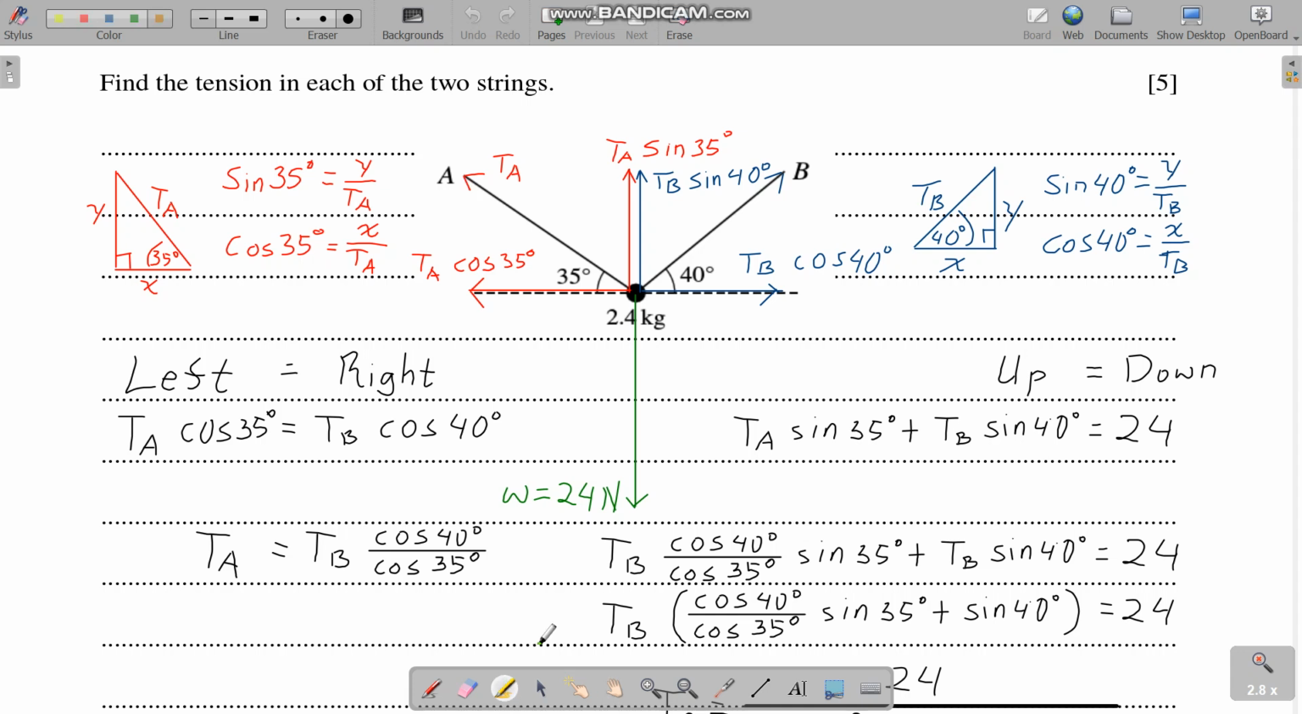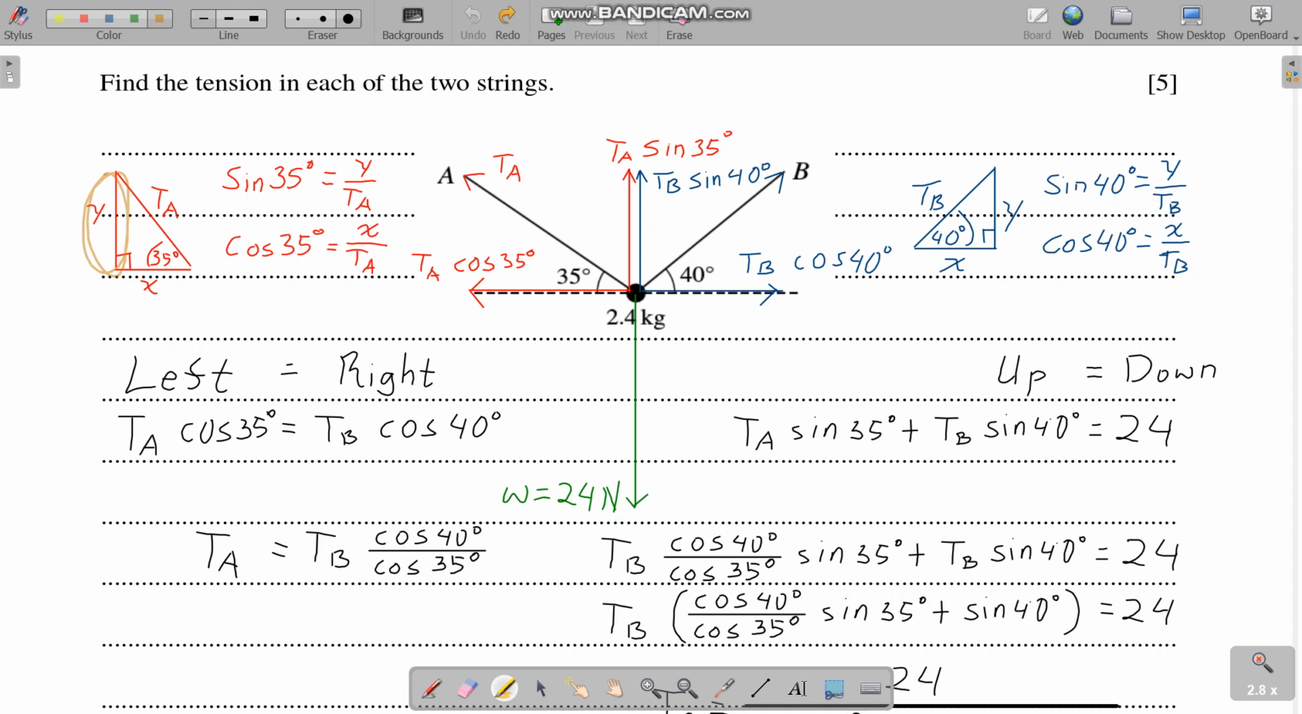For tension A, we can split this into TA sine and TA cos because of this triangle. If you look at this triangle, there's a right angle here. Just call this length y and this length x. Using sine, sine is opposite over hypotenuse, we have this from the sine, and from the cos, adjacent over hypotenuse, we have this from the cos. If we multiply both sides by TA, we have y equals TA sine.